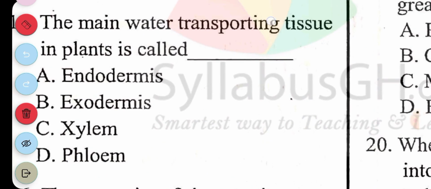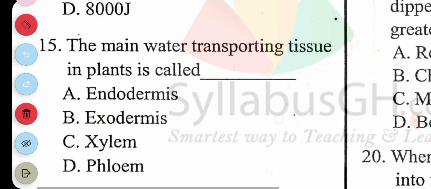Question 15. The main water transporting tissue in plants is called A, endodermis; B, exodermis; C, xylem; D, phloem. The correct answer to this is C, xylem.